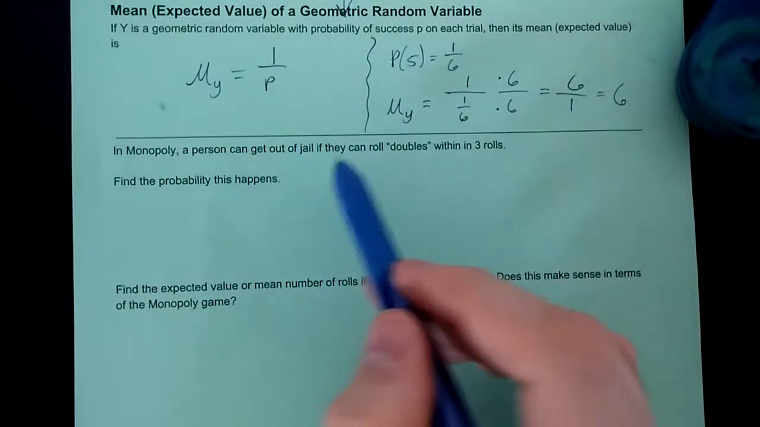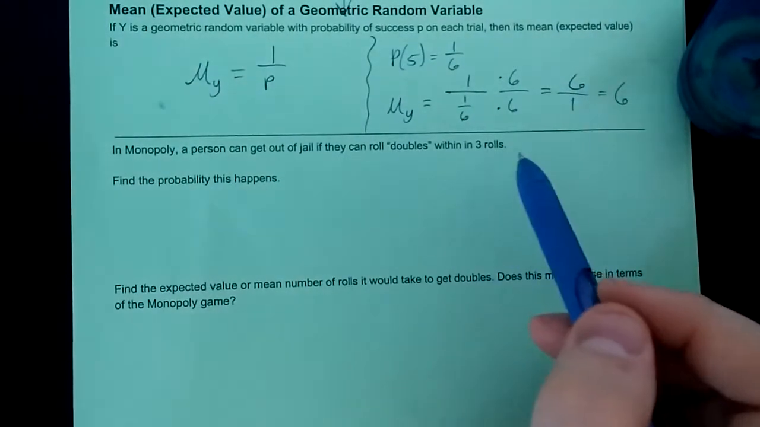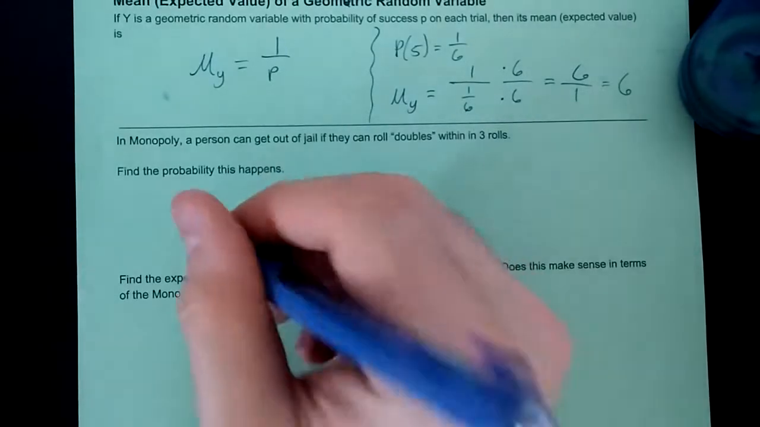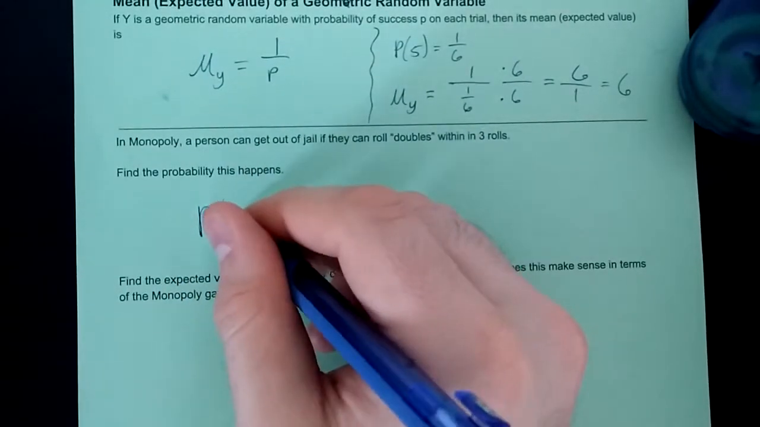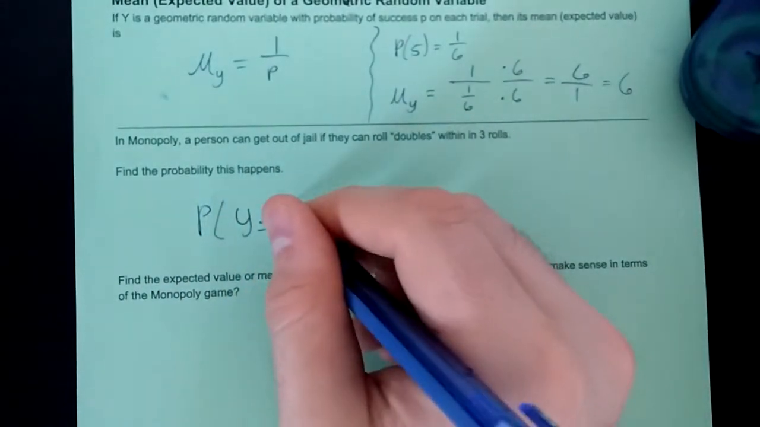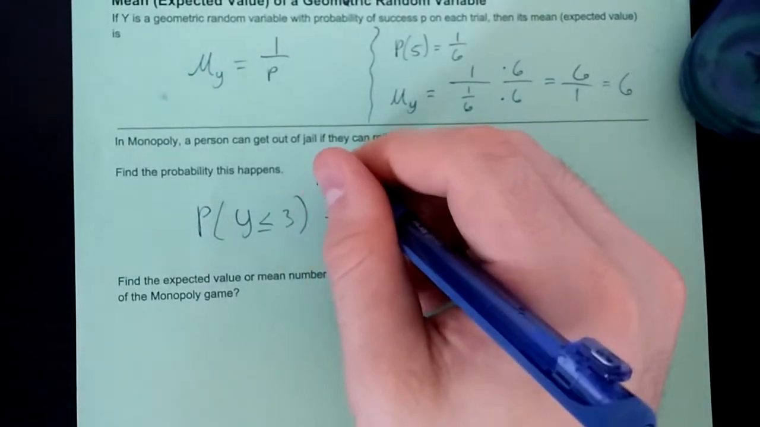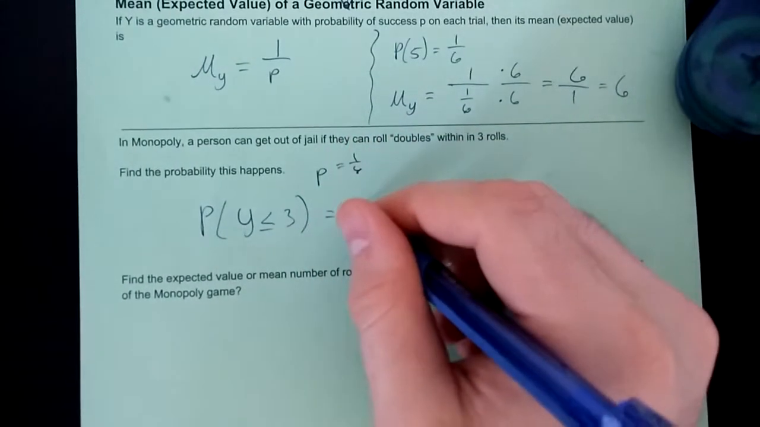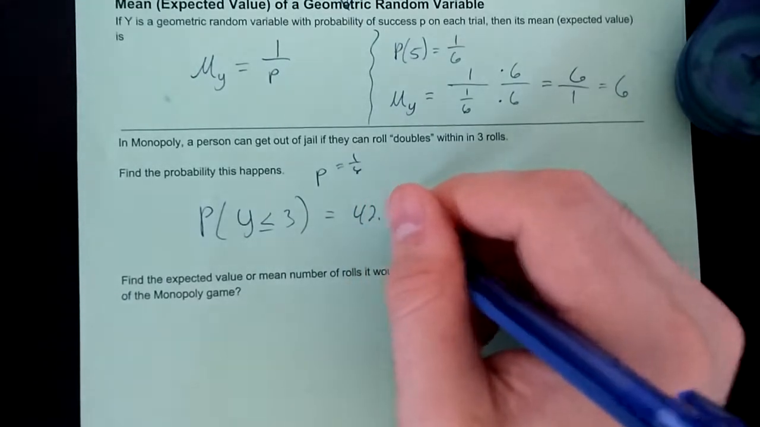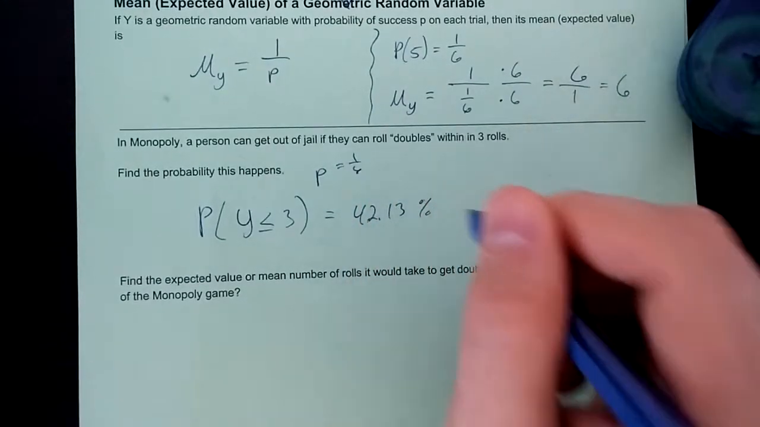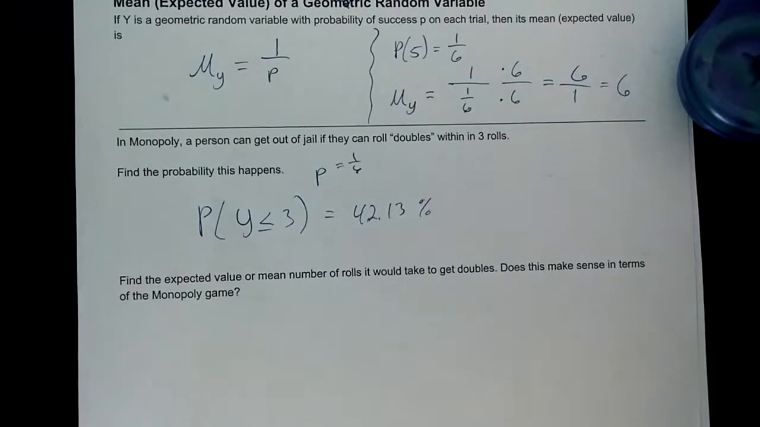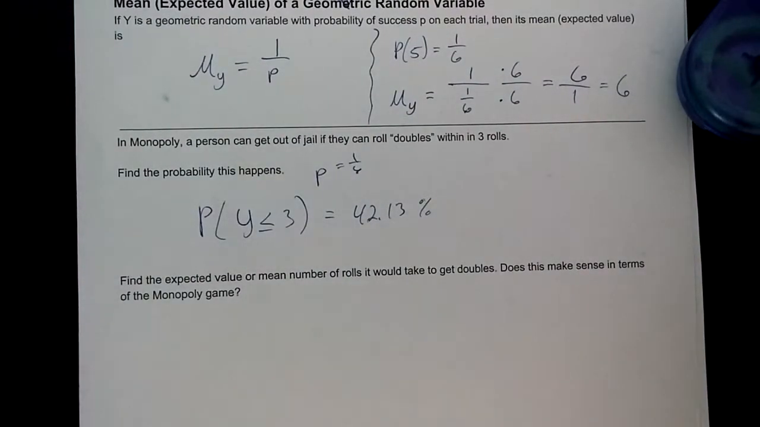So in Monopoly, a person can get out of jail if they roll doubles within 3 rolls. Find the probability this happens. Well, we know this is geometric, so we're counting how many times until we are successful. So y is less than or equal to 3. And when you use your calculator here, using p equals 1/6, you find out that it's 42.13%.